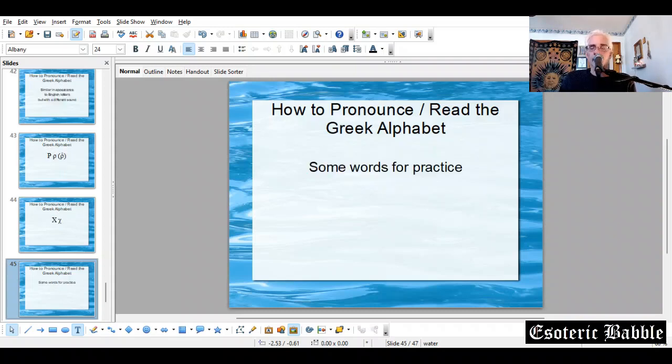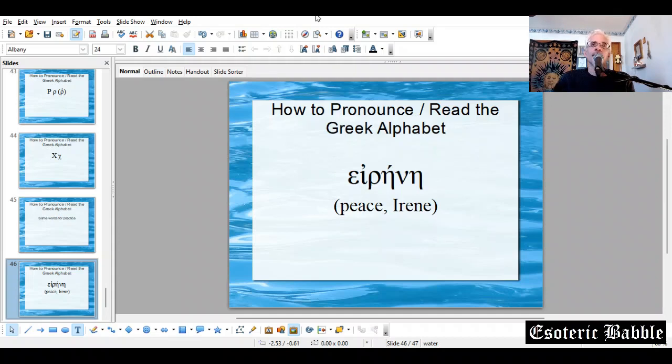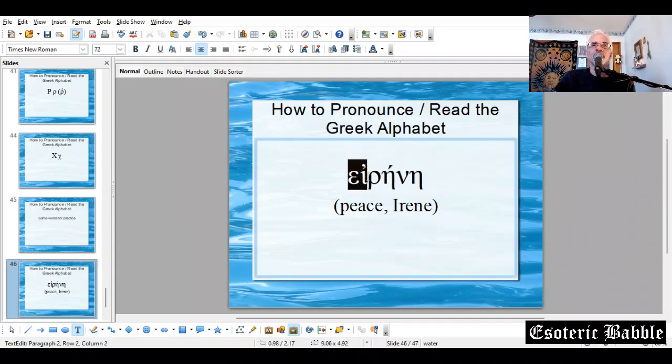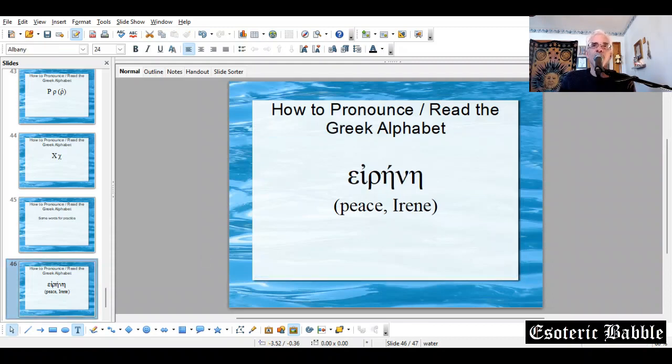So again, some words for practice. Here we have our vowels, and this is a diphthong, ei. This looks like a P maybe, but it's our Rho, so ei, and this is going to be an R sound. We know this vowel, ei, gets the accent, ei, re, and then this is our N, so eirene, which is the word for peace. It also gives us the name Irene.